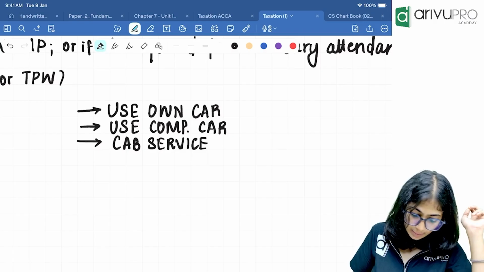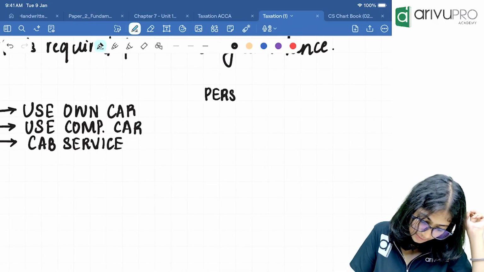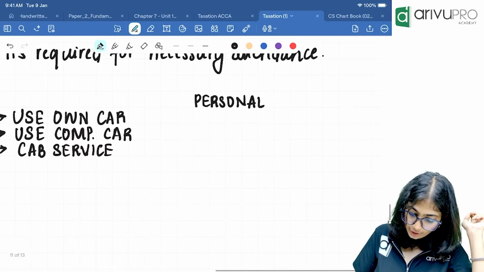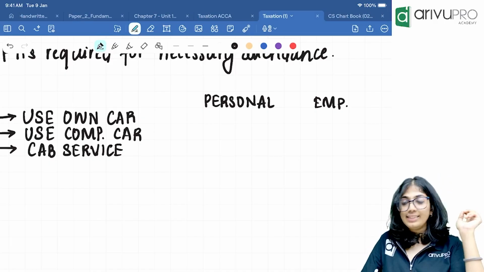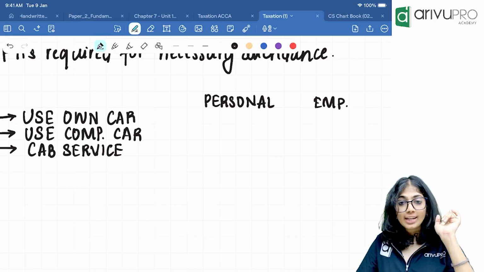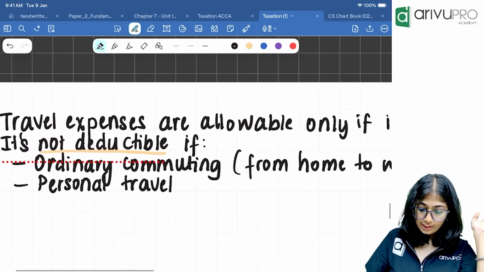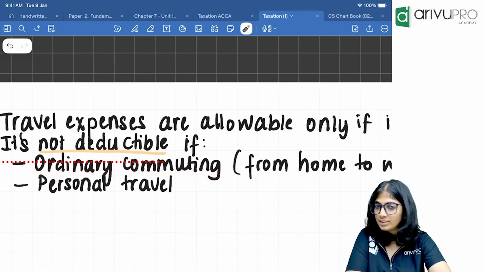The other 2 possibilities are, you are either using it for personal use, or you are using it for employment purposes, that is, not ordinary commuting and not personal use. Remember, if it's for ordinary commuting from work to home and home to work, it is not deductible.